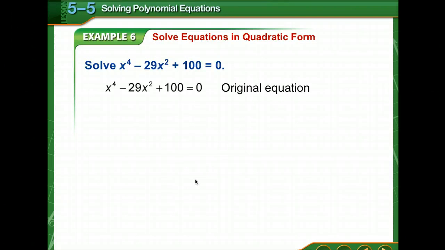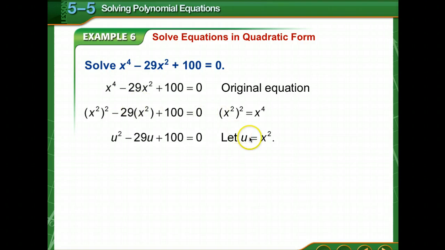Now let's use what we know about quadratic form in order to solve equations. x to the 4th is (x squared) squared. So we're going to have u take the place of x squared, so it's in a format we're used to working with. So we have u squared minus 29u plus 100. So we can factor this. Factors of 100 that add up to 29 are 25 and 4. Same sign, both signs negative.